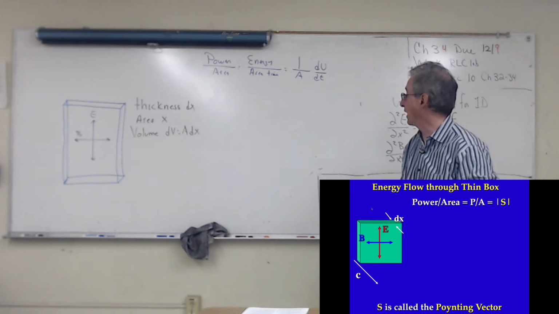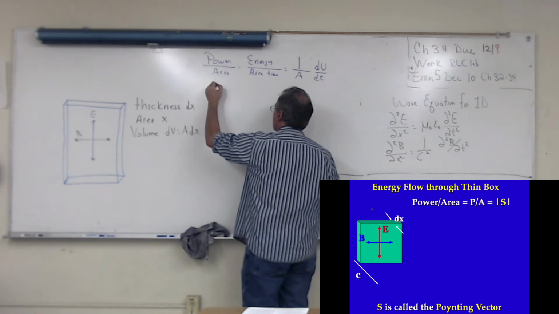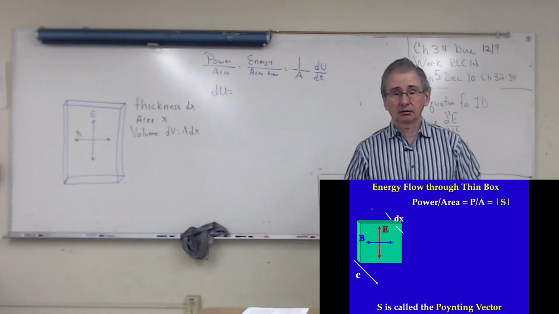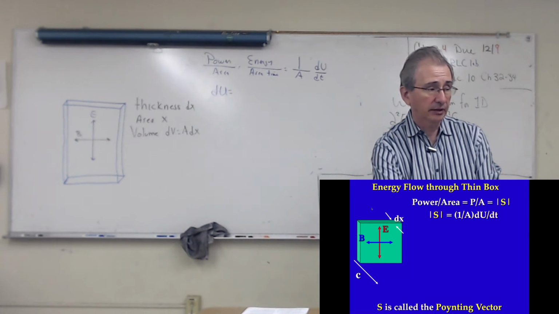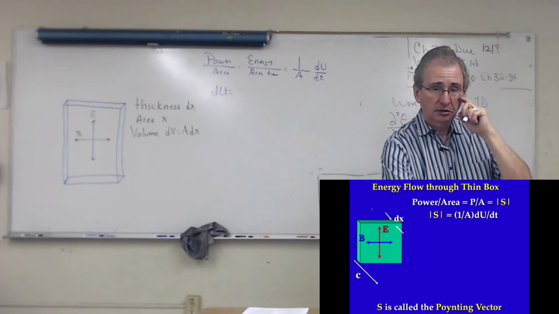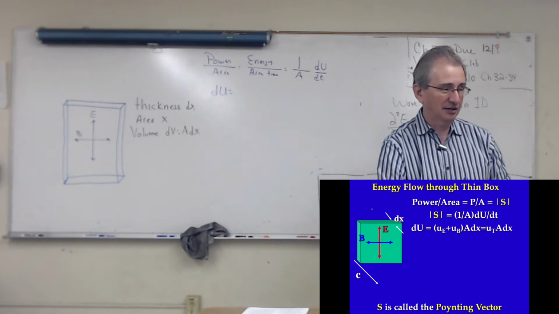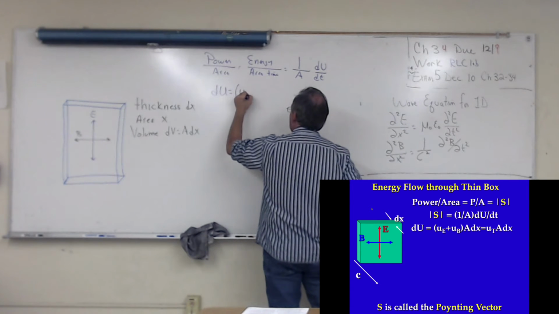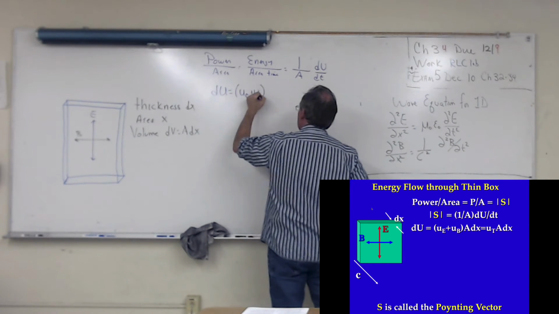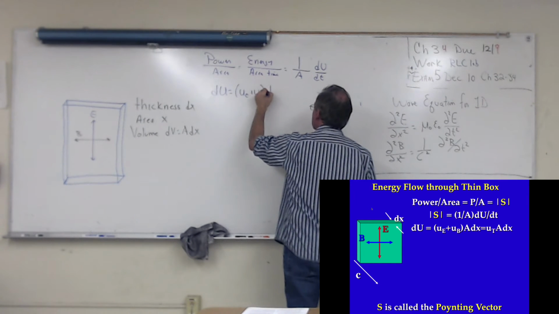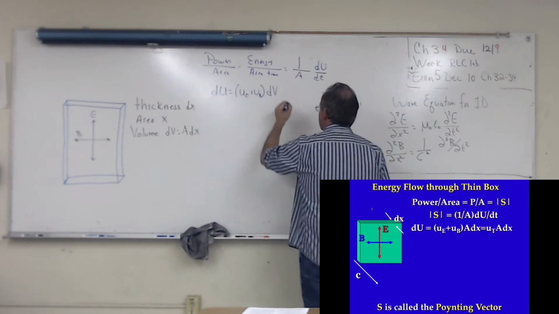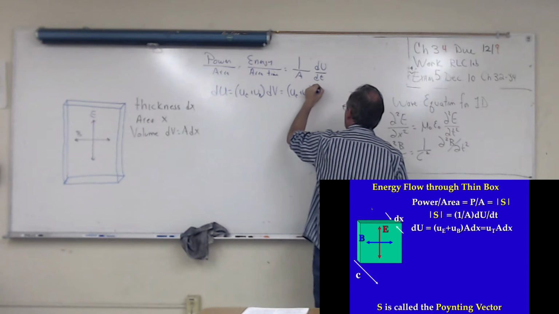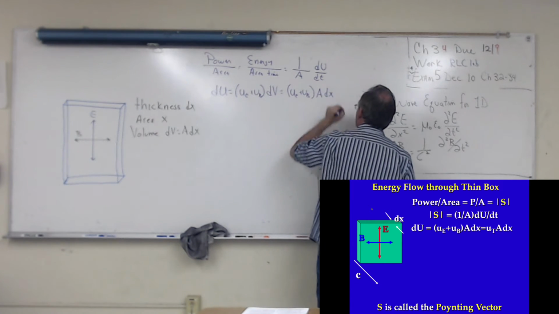In order to figure this out, I've got to figure out what dU is. I need to write an expression for dU. Okay. And I'll name what this is in a minute. dU is the total energy density contained in the field times dV, which is going to be u sub E plus u sub B times A dx.